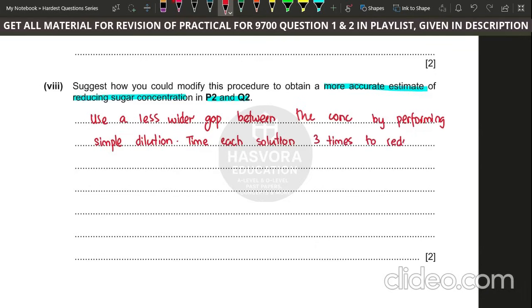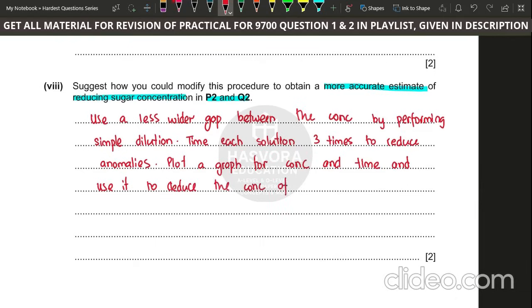to reduce anomalies, and then at the end plot a graph for concentration and time, and use it to deduce the concentration of P2 and Q2 by checking the corresponding time. Okay, so this will be our answer.